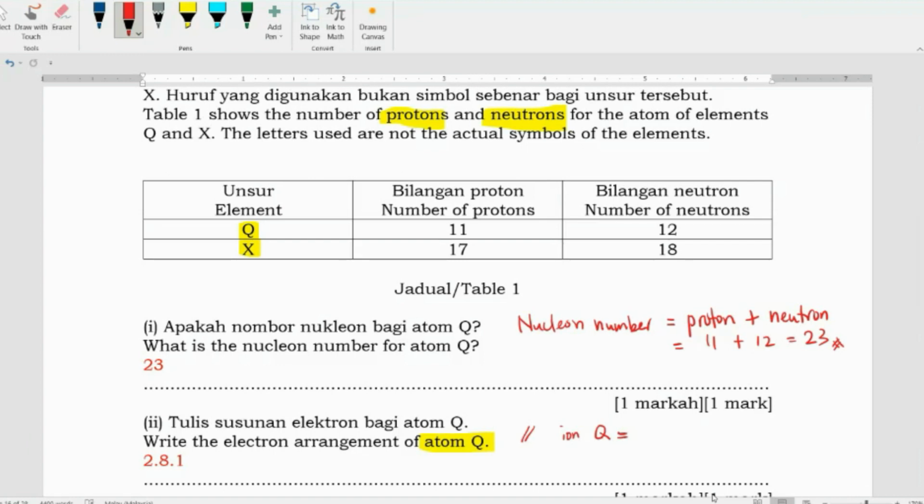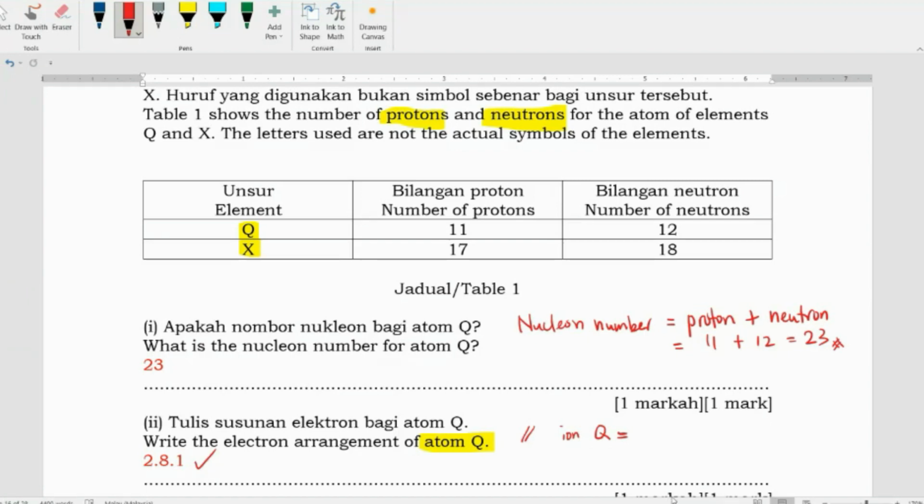Who knows? Can I ask Stawi? If ions Q, atom Q is 2.8.1. This one is correct. If ions Q, Stawi? If you don't know, you can let us know.